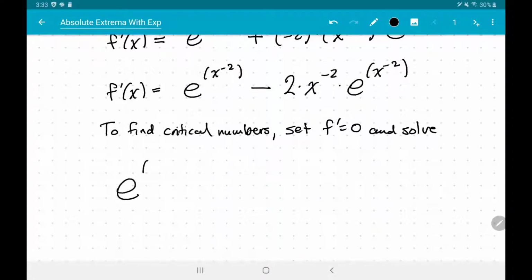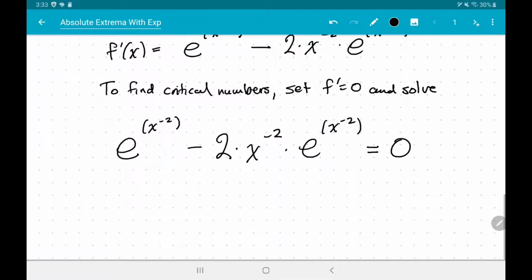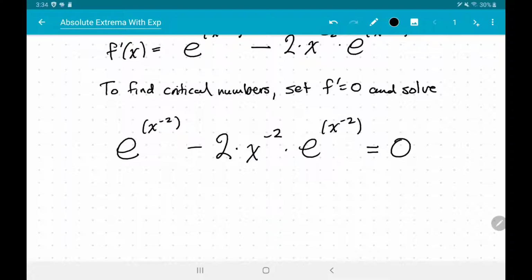Okay, e to the x to the negative 2 times, oops, forgot this part, 1 minus 2 times x to the negative 2, times e to the x to the negative 2 equals 0. Initially, this looks kind of scary. We've got e's all over the place. There are 3 places where there are x's. There are negative exponents and everything. But don't panic. Turns out that this is relatively easy to solve.